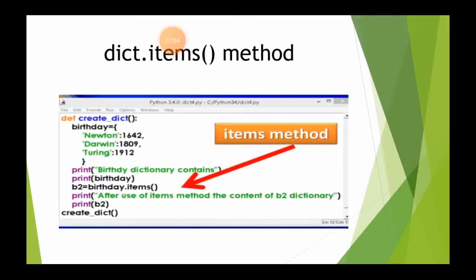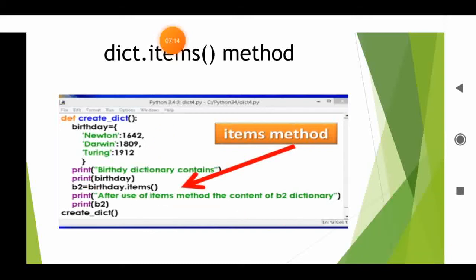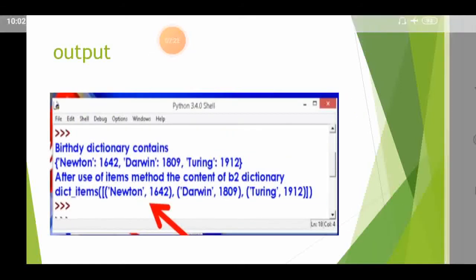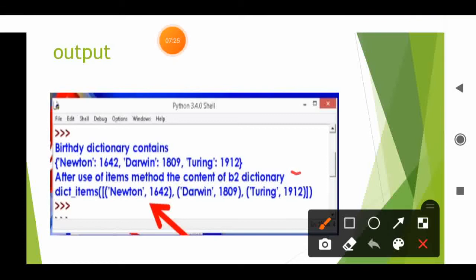After that, b2 equal to birthday dot items. So it will get all the items and store them in the variable b2. Okay. The next one is print after use of items method the content of b2 dictionary. This statement will print here. Have you checked here? Okay.